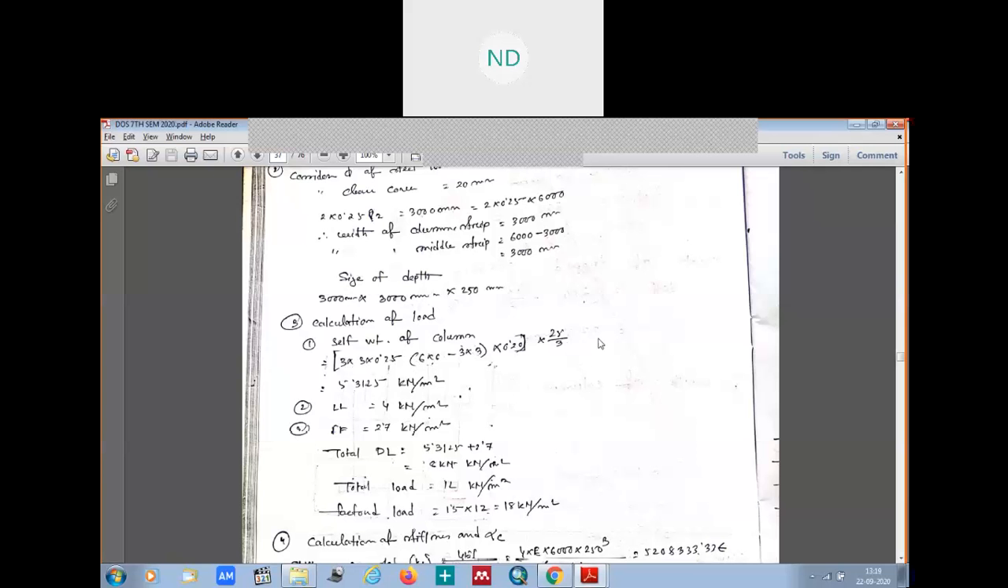Okay, here the 6 is missing. This is 36. Okay, so 25 by 36. Why 36? Because it is a 6 into 6 panel and we are performing the calculation per unit panel. Okay, so then what we got?